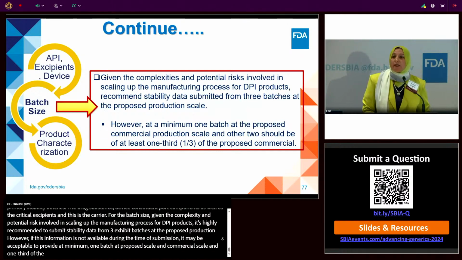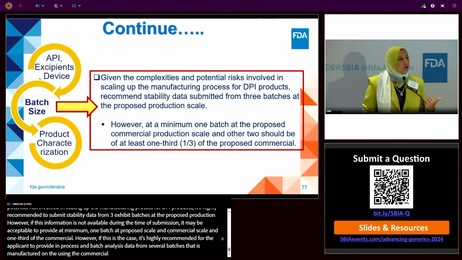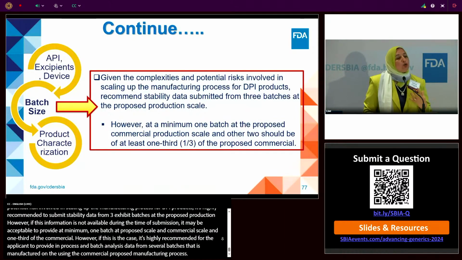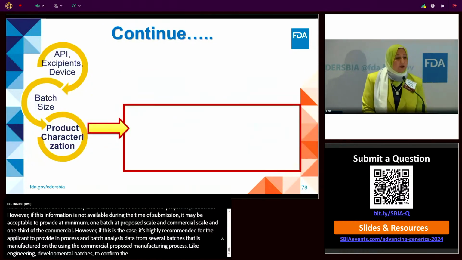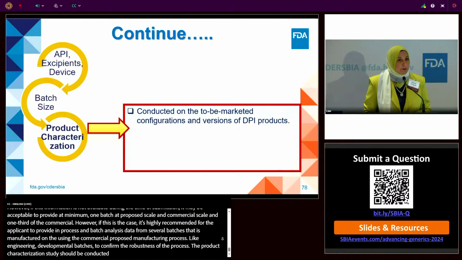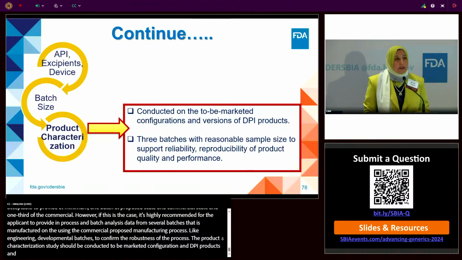However, if this is the case, it's highly recommended for the applicant to provide in-process and batch analysis data from several batches manufactured using the proposed commercial manufacturing process, like engineering or developmental batches and performance qualification batches, to confirm the robustness of the proposed manufacturing process. At last, the product characterization studies should be conducted on the to-be-marketed configuration and version of DPI products, also 3 batches with reasonable sample units to support the reliability and reproducibility of the product quality and performance.